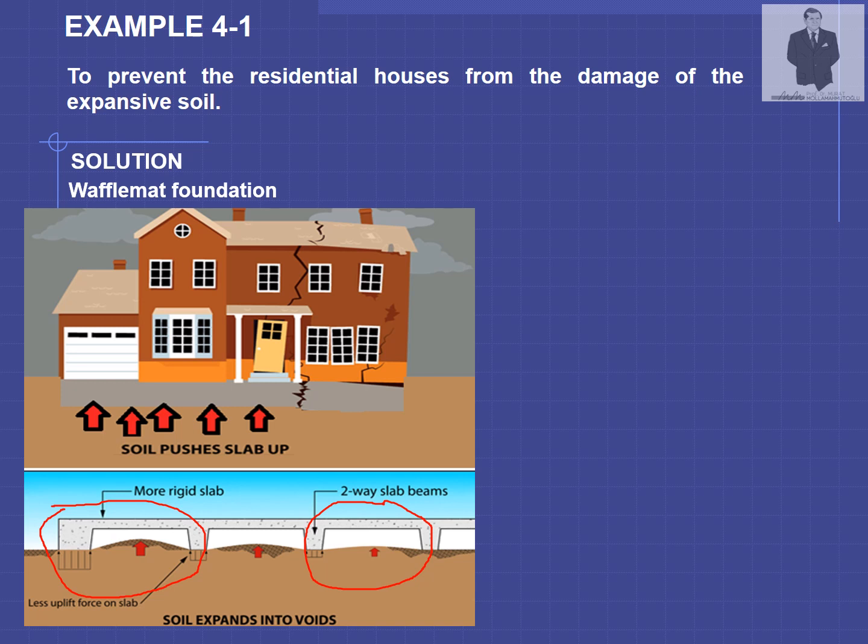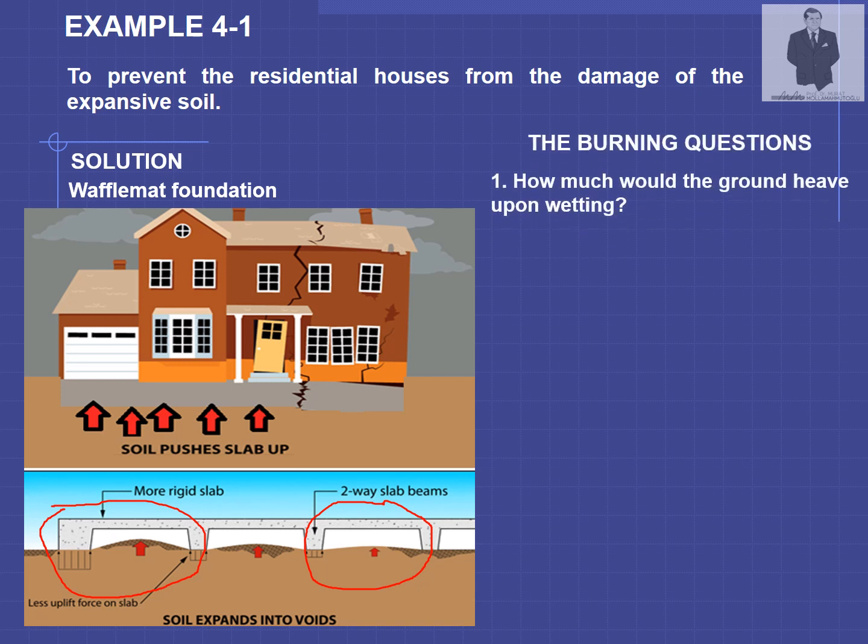Regarding this project, the questions that had to be answered by the geotechnical engineer were as follows. The first question, how much would the ground heave upon wetting? We should know the amount of expansion of the soil. This may be 10 times as much as its original volume. But the expansion of soil can be experimentally determined in the laboratory.